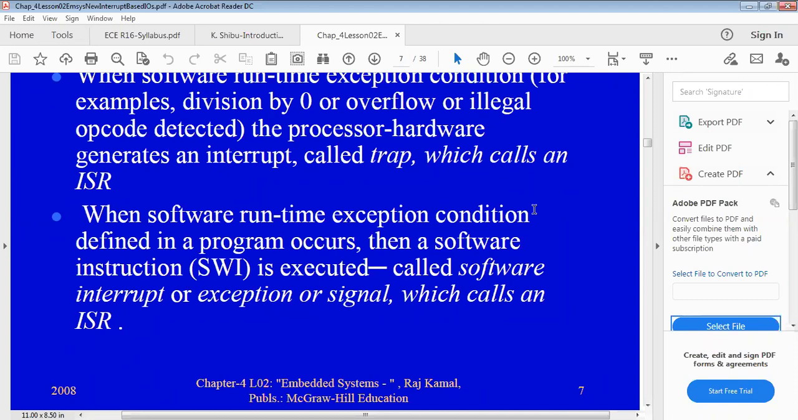Is the trap a hardware interrupt or software interrupt? In 8085, 5 hardware interrupts are there. In that, trap is the highest priority non-maskable interrupt. Here they consider the example of trap and RST 4.5. RST 4.5 is one hardware interrupt.